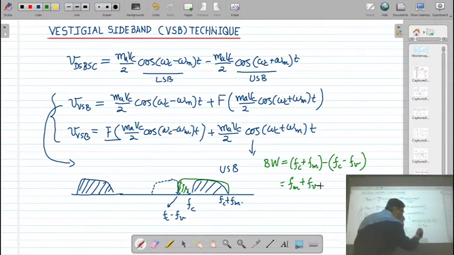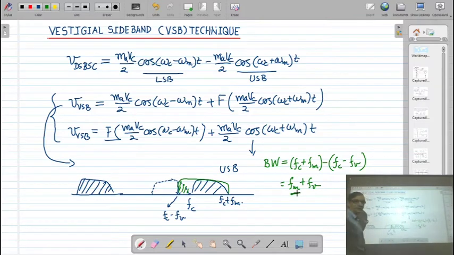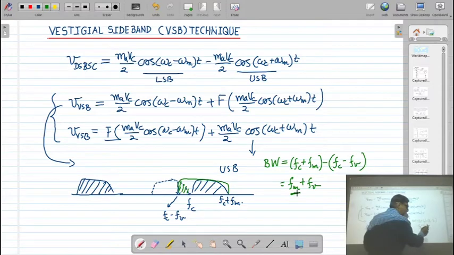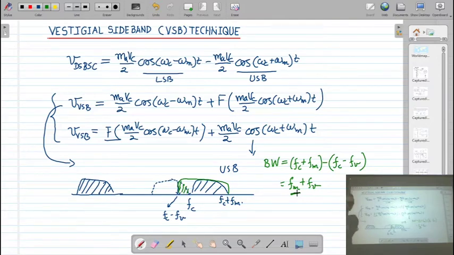So here the bandwidth is not just Fm, but the vestigial component frequency is going to be added to it, and we can say the bandwidth of the vestigial sideband is slightly higher than the bandwidth of an SSB system.